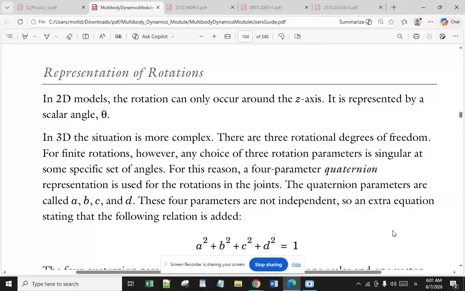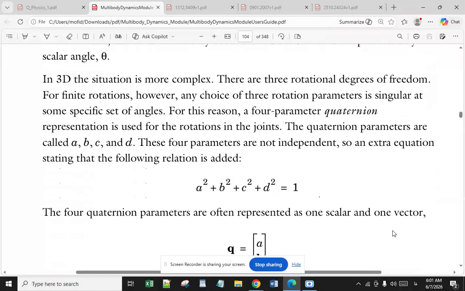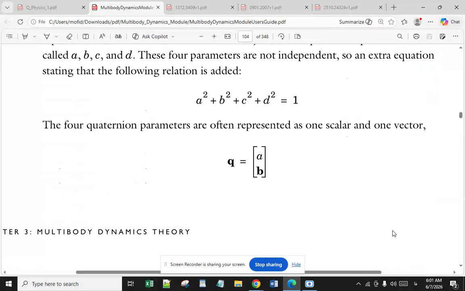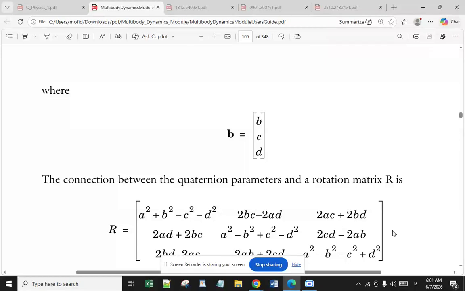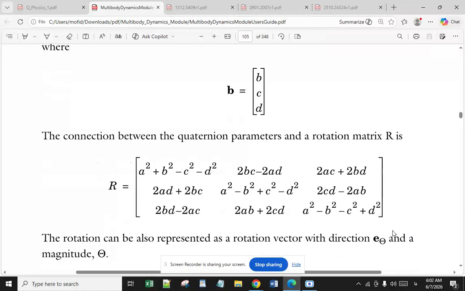The quaternion parameters are called a, b, c, and d. These parameters are not independent, so an extra equation is added stating the following relation: a squared plus b squared plus c squared plus d squared is equal to 1. The four quaternion parameters are often represented as one scalar and one vector. The connection between the quaternion parameters and the rotation matrix R is given by these matrices.